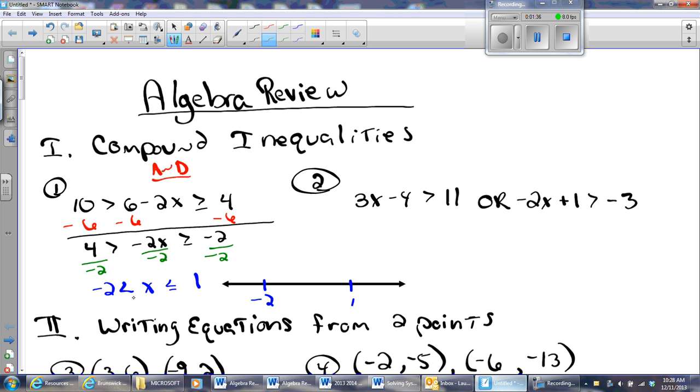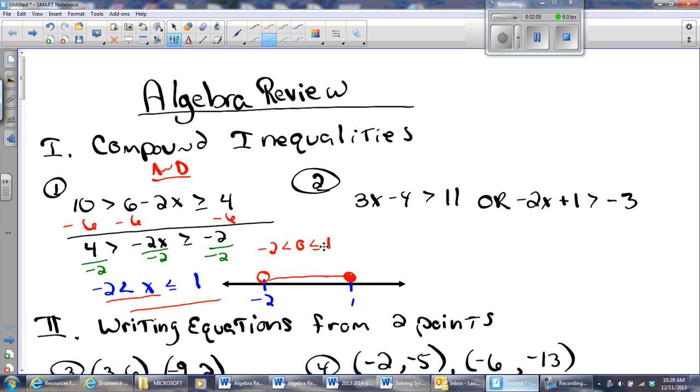I need an open point at negative 2, and I need a closed point at positive 1. And then I'm going to shade between them, because the only numbers on the whole number line that make both parts of the inequality true, this part and this part, lie between negative 2 and 1, including 1. If I pick any number in here, like 0, negative 2 is less than 0, which is less than or equal to 1. That's true, right?